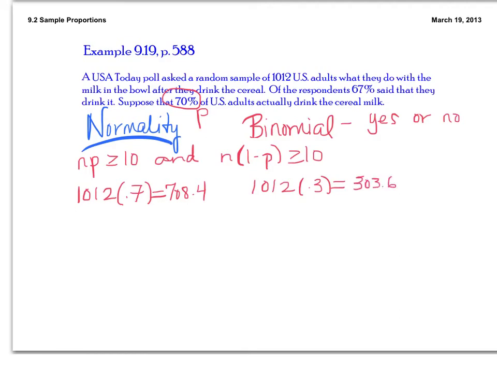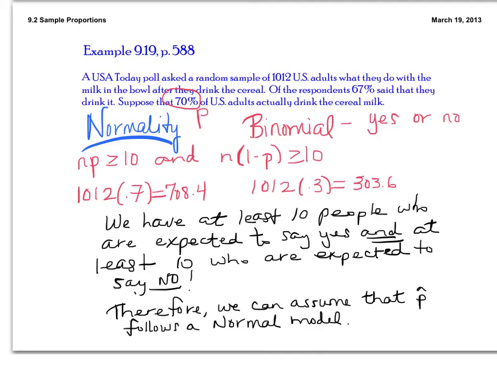Please don't worry about the fact that these are decimals. It does not matter at all. The fact is that they are both greater than 10. Okay, so since we have at least 10 people who we would expect to say yes, they drink the cereal milk, and at least 10 who we expect to say they do not drink the cereal milk, we can assume that p hat follows a normal model.